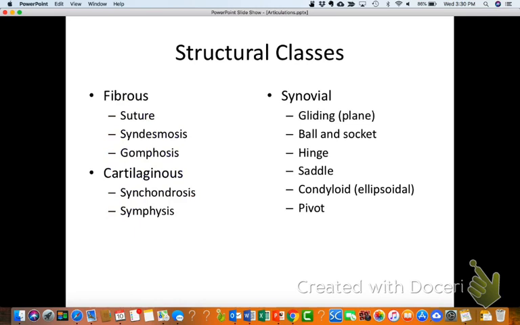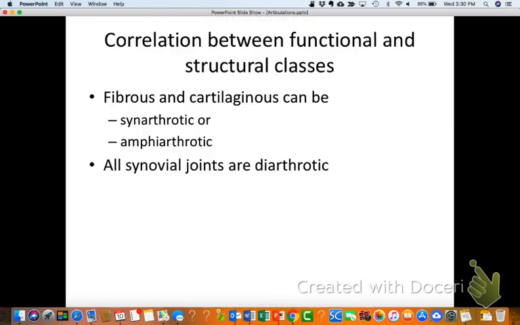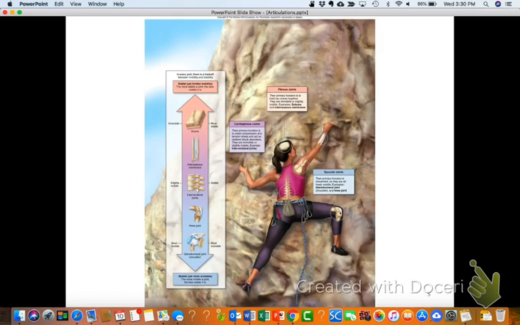There are three kinds of fibrous joints, two kinds of cartilaginous joints, and several different kinds of synovial joints, and we're going to go through these one by one. So fibrous and cartilaginous joints can be either synarthrotic, remember that's immovable, or amphiarthrotic, which means slightly movable. All synovial joints are classified as diarthrotic. You have a picture in your textbook of different examples and diagrams of the joints.